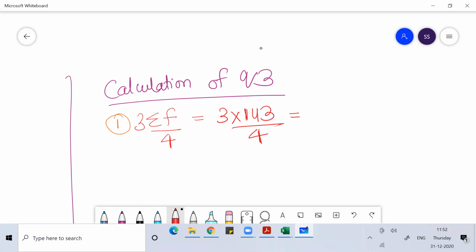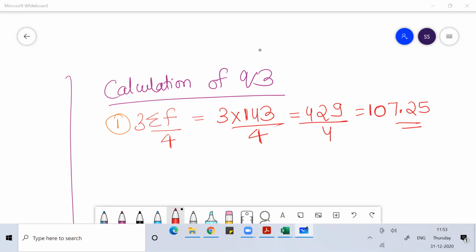3 3s are 9, 4 3s are 12, 1 carry. So we'll get 429 by 4. You'll get 1, then 0, 7 4s are 28, 10, so 107.25. So you will get 3 into sum of f by 4 as 107.25.